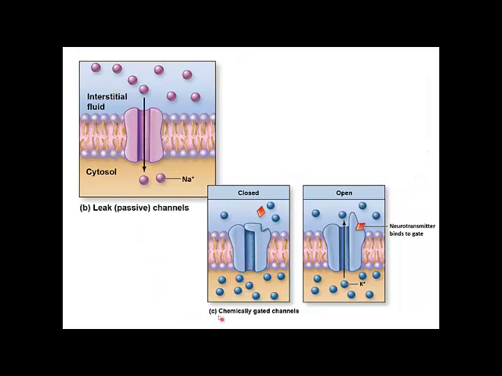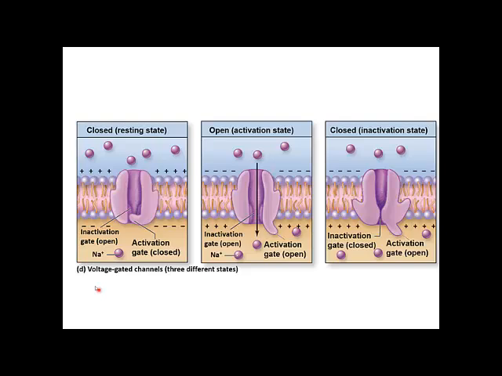Our second type of channel is a chemically gated channel. These guys are going to open and close when a neurotransmitter or a hormone binds to them. We'll only see this one time. For this discussion, it's not too important. Our third type of channel, and our most common, are voltage-gated channels.